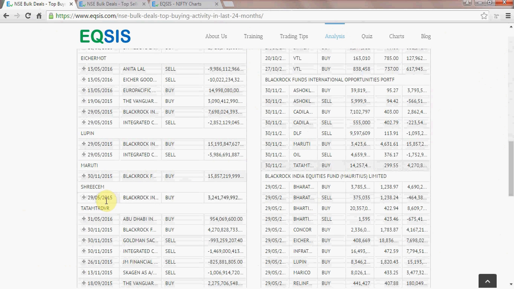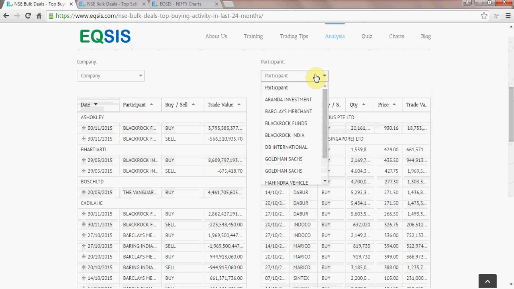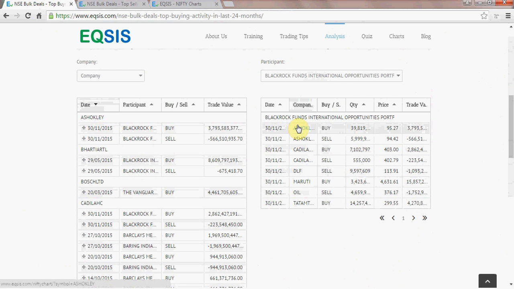Shree Cement was purchased by BlackRock on 29/5/2015, so long back. So I just wanted to know what stocks BlackRock actually purchased, so let me choose the BlackRock fund here. BlackRock did purchase Ashok Leyland and they sold something. And Cadillac they purchased, they sold. DLF they were a net seller, they didn't purchase anything. It seems that they were not interested in DLF. And Maruti they were just buyers, they didn't sell anything.